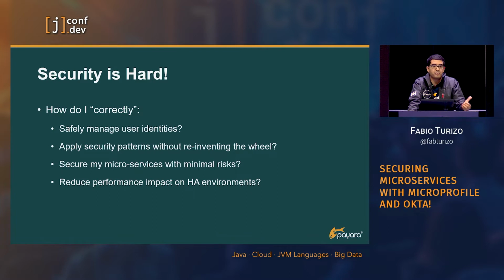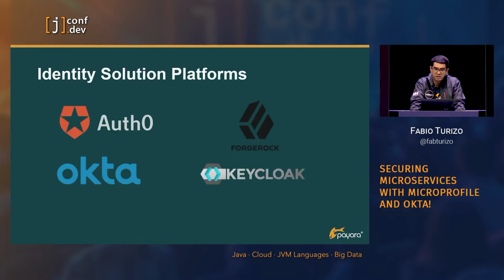So you have to make sure, now that you're developing microservices, how do you properly manage the performance impact on high availability environments? Making sure that if you have a distributed environment with multiple microservice clusters, all of these clusters are properly tending to high throughput, to high performance for securing requests, making sure they're authenticating identities or authorizing identities. The solution to this is to rely on an identity platform solution.